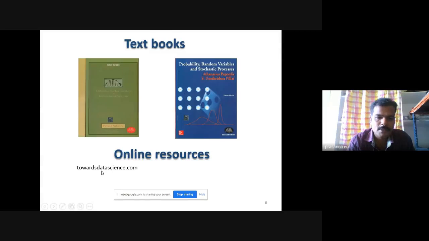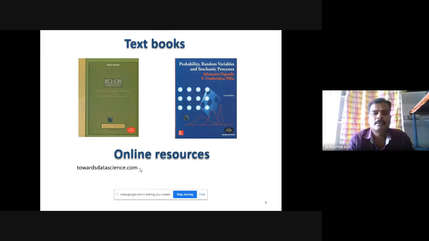You can see a website, towardsdatascience.com. It is actually a blog site. If you just Google towardsdatascience.com, it is a blog where many people contribute, people who are working in data science. The main motivation for this blog is to describe more complex concepts in very simple language, using pictures and examples.